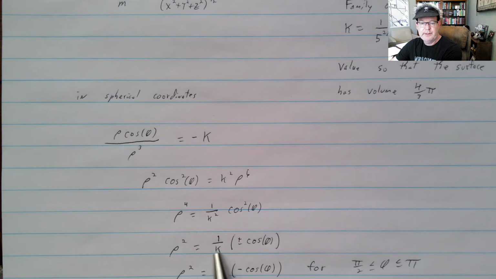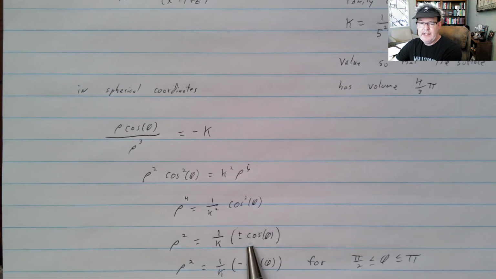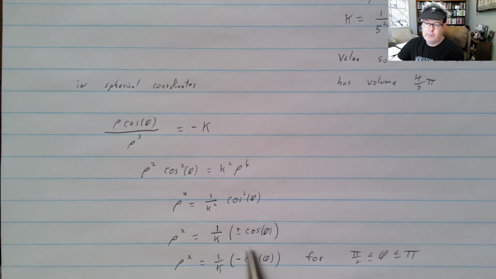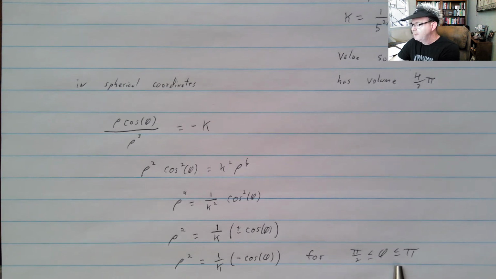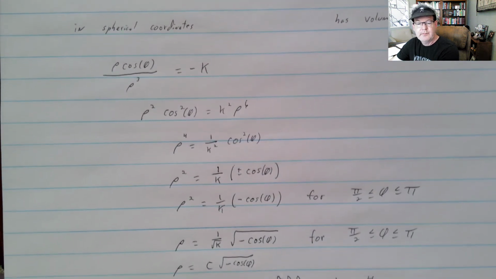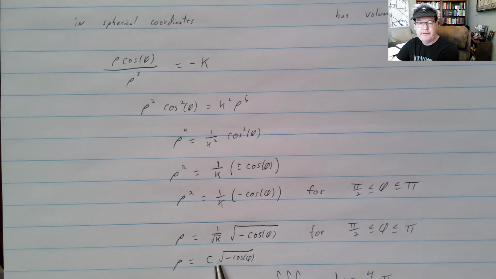So rho squared can be plus or minus. Now, rho squared can't be negative, but we're actually going to use values of phi from pi over 2 to pi, which means cosine will be negative. So I actually need the negative cosine of phi. So rho squared will be negative cosine of phi divided by k, and then this will be positive for these values of phi. So now I can take the square root, and then I just change 1 over root k to the value of c.